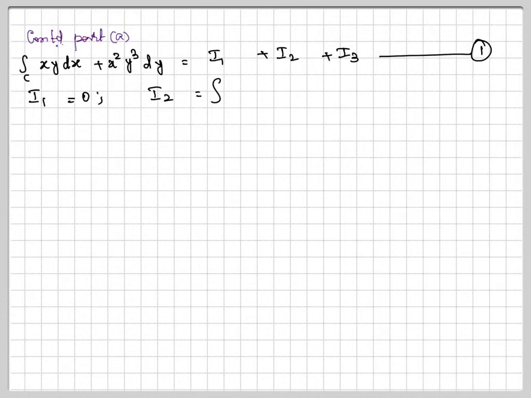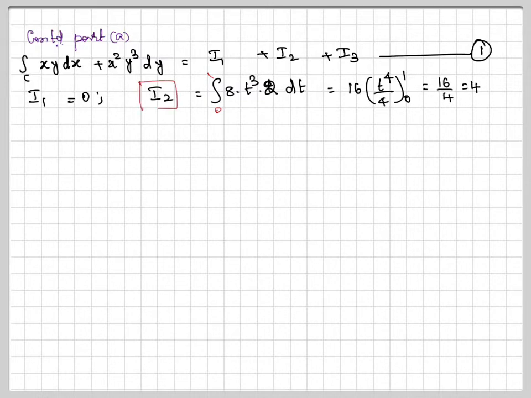I1 is 0. I2 can be evaluated, which is the integral of 8 times t cubed times 2 dt, which is 16 times t to the power 4 over 4 between the limits 0 and 1, which is equal to 4. So I2 equals 4.